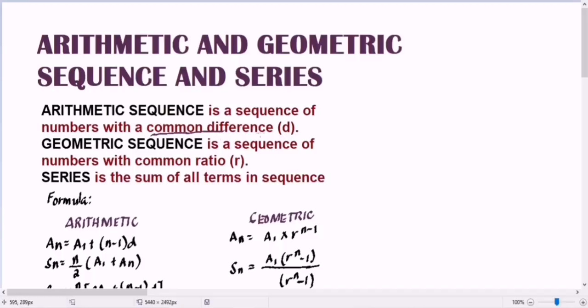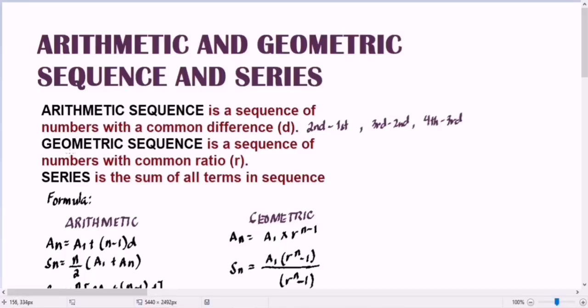Pag sinabi natin common difference, it is the difference between the second term minus the first term, and third term minus the second term, fourth term minus the third term. Basta, laging nauna yung second, then ima-minus yung first, or third minus second. Pag sinabi natin common, dapat magkakaparehas yung magiging sagot para masabi natin may common difference. And if there is a common difference dun sa mga numbers, therefore, the sequence is called arithmetic.